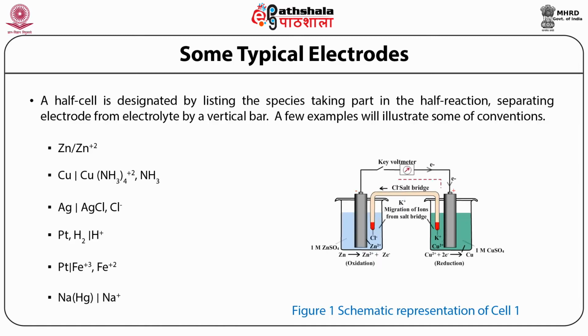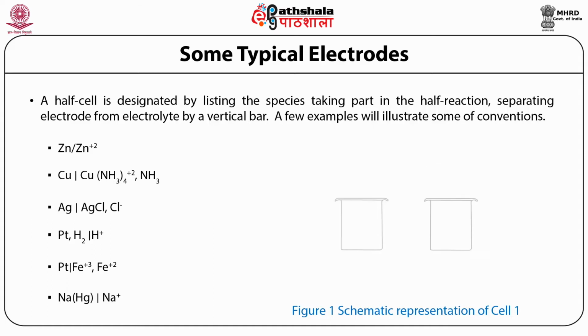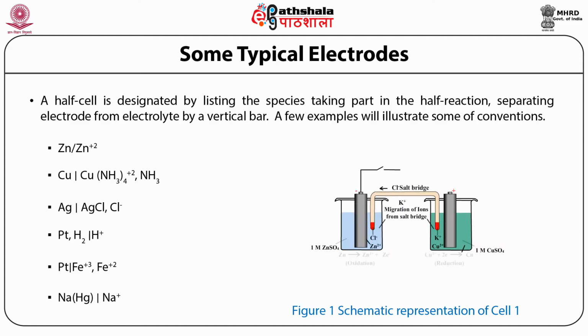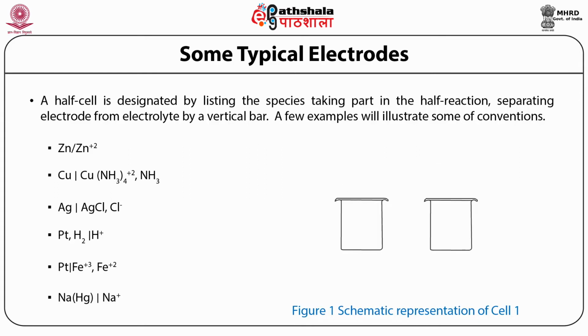Ion-ion electrode, in which both the reduced and oxidized forms are soluble in the electrolyte, and an inert metal electrode, as we have taken here the platinum electrode, is used to make electrical contact between the electrolyte and the external circuit, as shown in figure 1: platinum, iron 3 in reference to iron 2. Amalgam electrode, in which a reactive metal is amalgamated so that direct chemical reaction with the solvent is minimized, may be represented as sodium amalgamated with mercury, sodium ion.